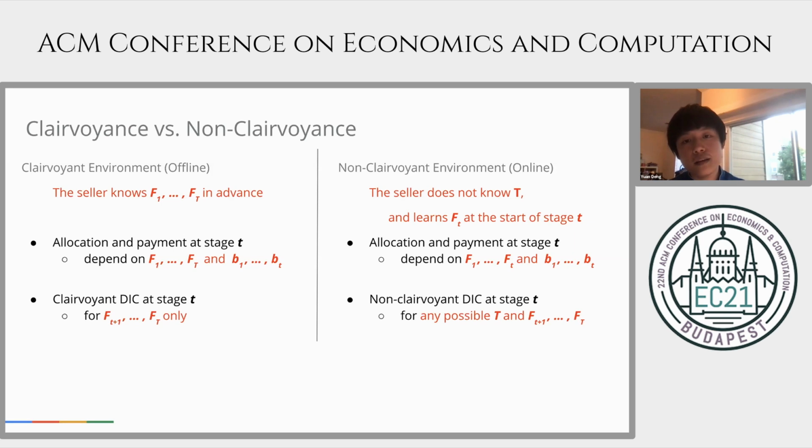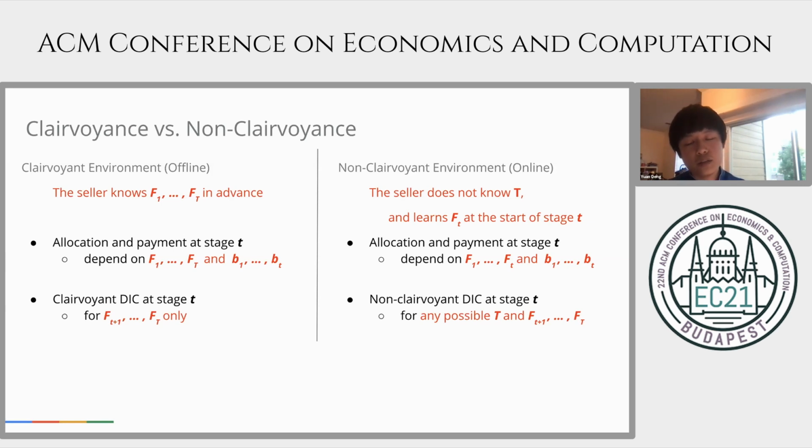On the other hand, a non-clairvoyant environment would be an online environment. In this environment, the seller does not know the time horizon T, and also the seller can only learn the distribution F_t at the beginning of stage t. As a result, the allocation and payment rule at stage t can only depend on the distribution knowledge up to stage t, as well as the buyer's historical bids.